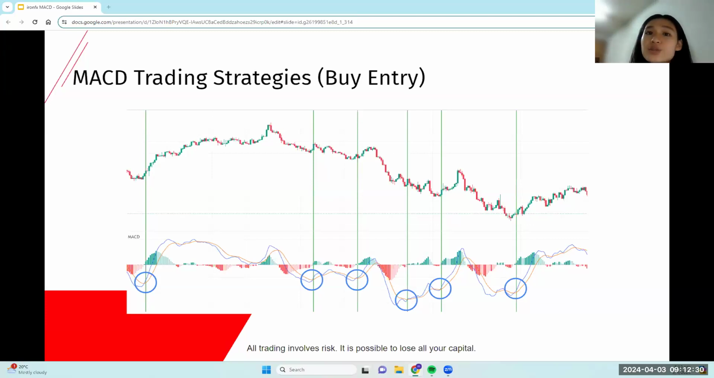Okay, firstly is the most straightforward way, which is through your entries. So a buy entry obviously is when price is giving you a bullish signal, represented by the MACD line crossing above your signal line, and or simply by looking at the histogram here. So we've indicated all of the times that the MACD line has crossed over our signal line and given us a buy entry signal.